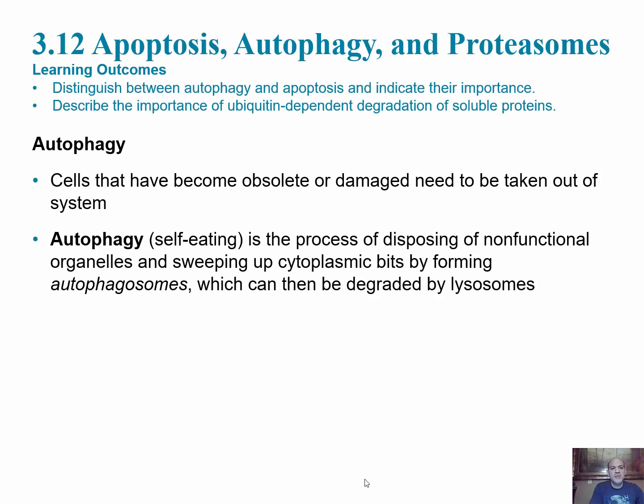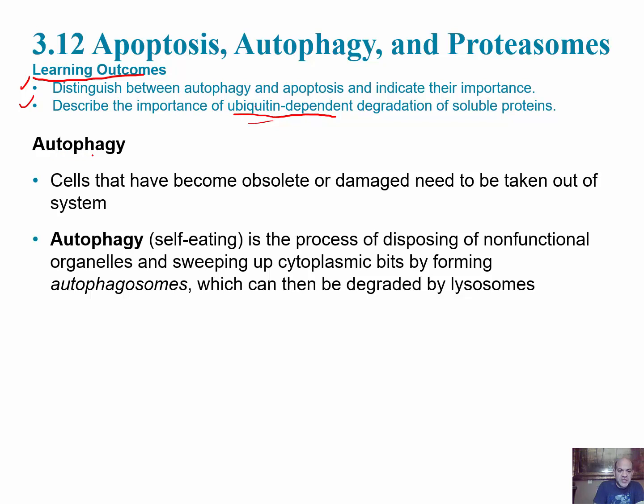So in section 312, titled Apoptosis, Autophagy, and Proteasomes, here in this section, your learning outcomes are going to be to distinguish between autophagy and apoptosis and indicate their importance, and then describe the importance of ubiquitin in the degradation of soluble protein. So what is the role of this protein, ubiquitin, in breaking down certain proteins in the cell?